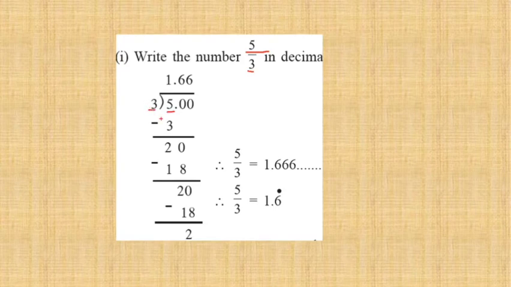Okay. Now 3 into which number will give me 5 or less than 5? So 3 ones gives me 3, 3 twos gives me 6. But as 6 is greater than 5, I cannot consider 6 here. So I have taken 3 ones 3. What will I obtain after subtracting 3 from 5? 5 minus 3 gives me 2. So 2 is my remainder.